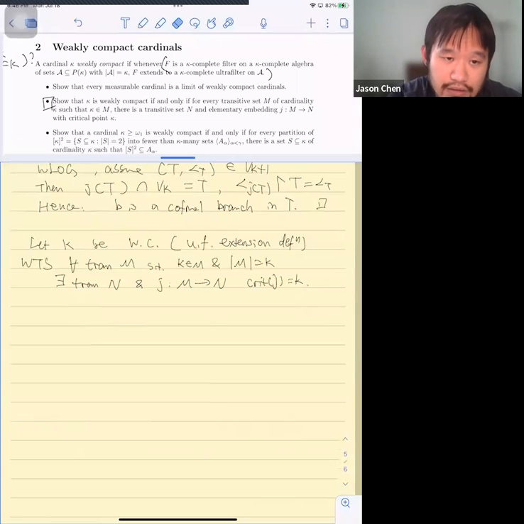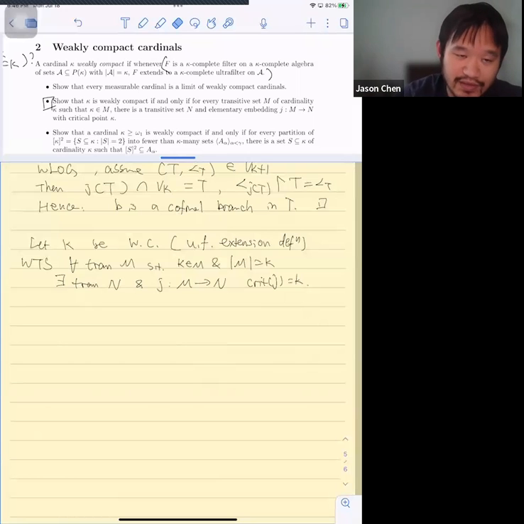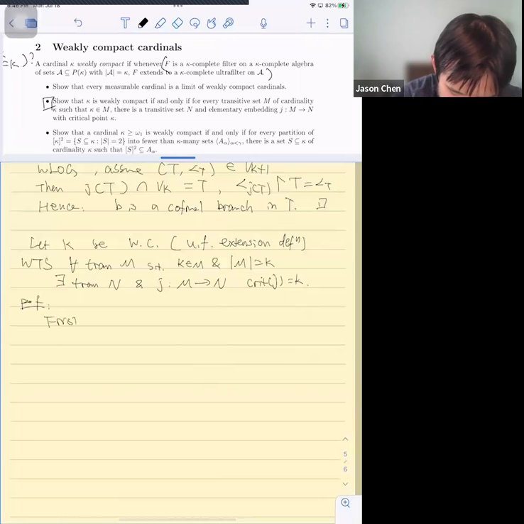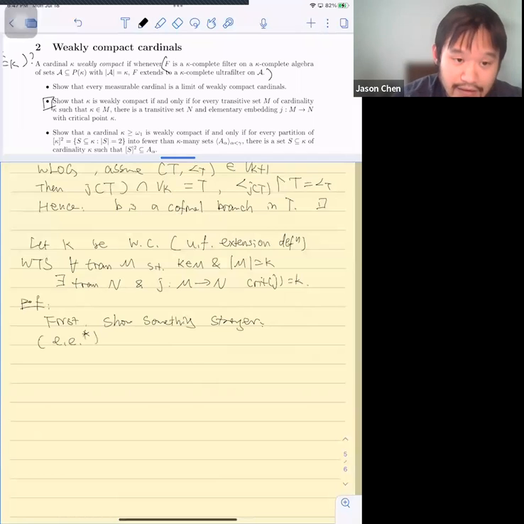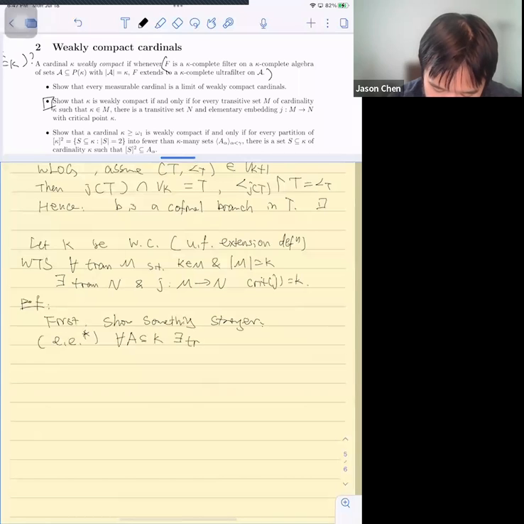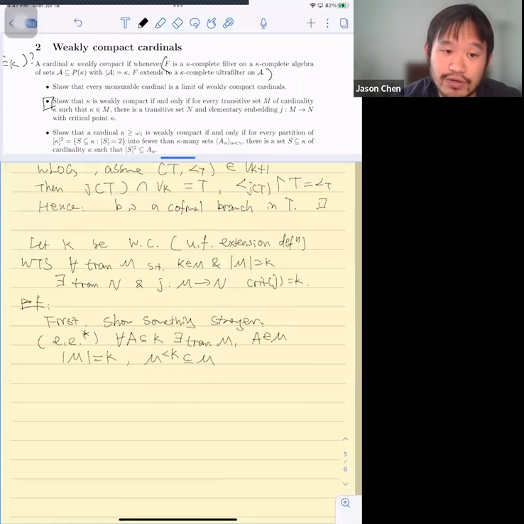Right, this involves an ultrafilter construction. So let me show this seemingly stronger, or maybe weaker, depending on how I look at it. It's going to be equivalent. So, proof. First, show something stronger. Let me call this elementary embedding star. This says: for all subsets A of kappa, there is a transitive set M with A as a member, such that it has cardinality kappa, and here it's closed under sequences shorter than kappa.